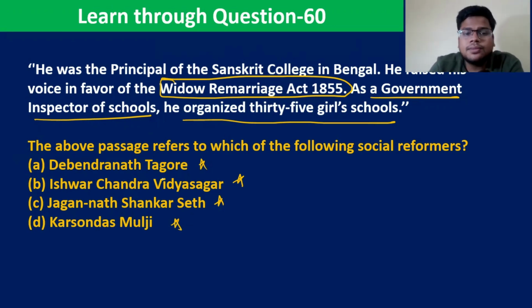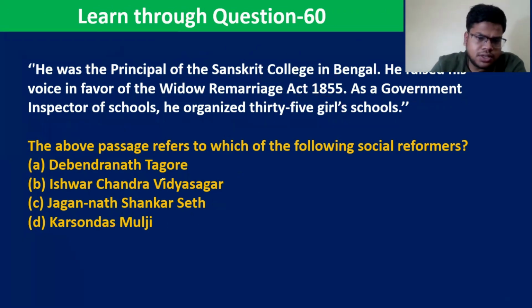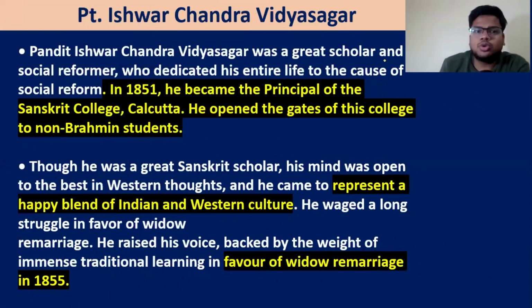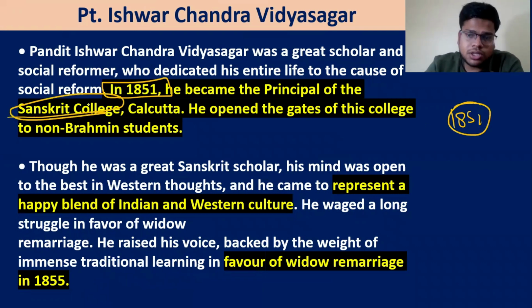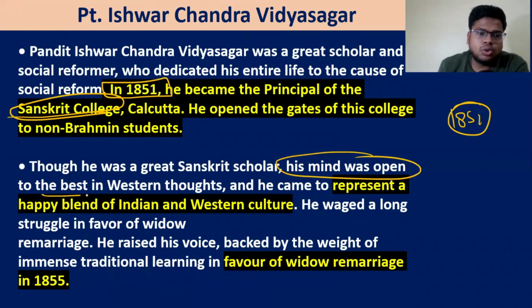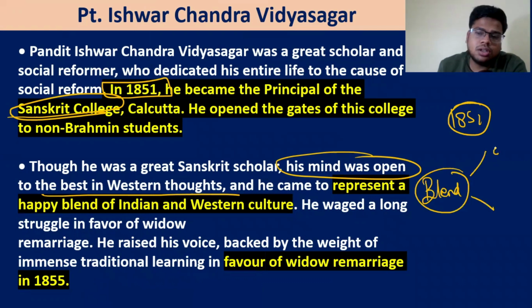Now I hope you have made notes from the previous video, where I discussed the question and the answer, and some of the details we will see today. So Ishwarchandra Vidyasagar was a great scholar and social reformer who dedicated his entire life to the cause of social reform. In 1851, he became the principal of the Sanskrit College. The idea was that he wanted to make sure that Sanskrit should be taught to non-Brahmins; Sanskrit should not remain exclusive to the Brahmins. Though he was a great Sanskrit scholar, his mind was open to the best in Western thought. It is said that he was a happy blend of Western and Indian thought. This is the line that I used in that particular question.